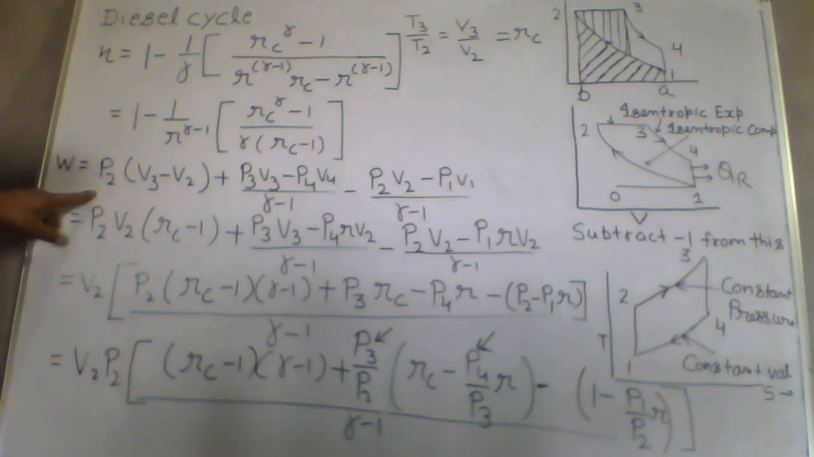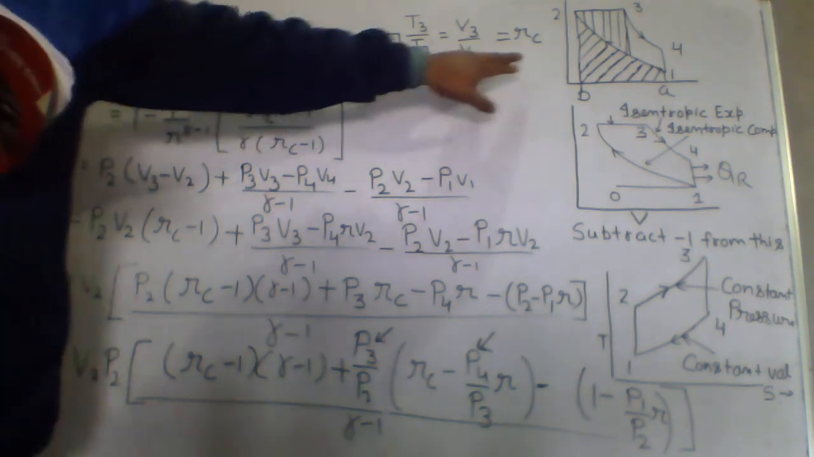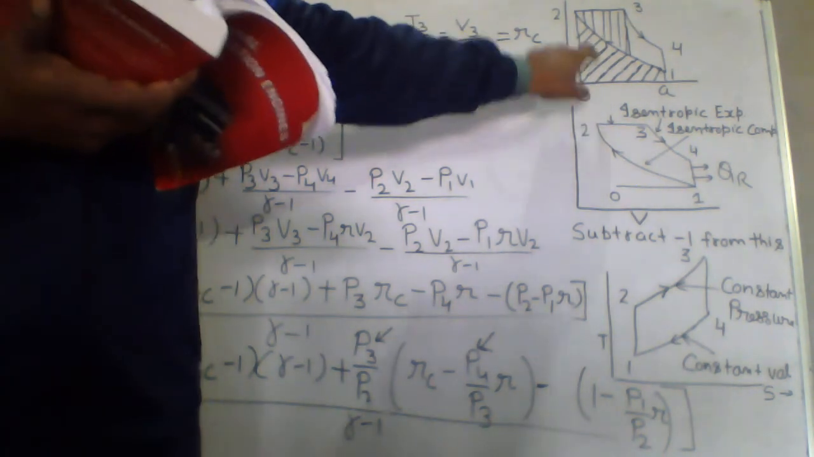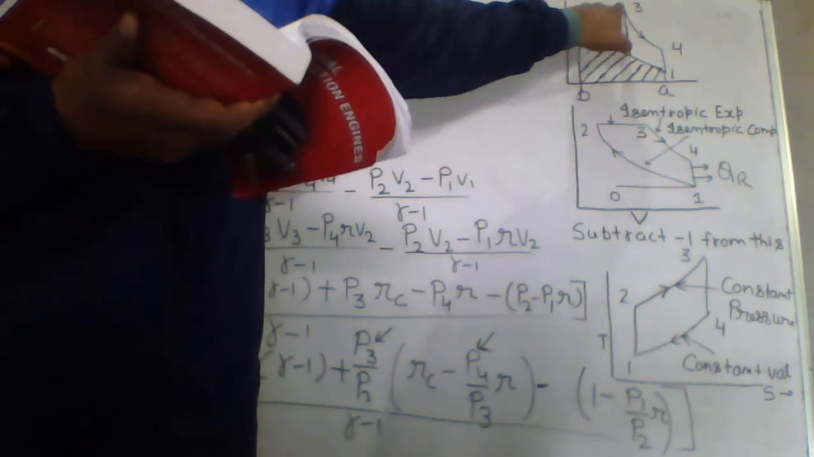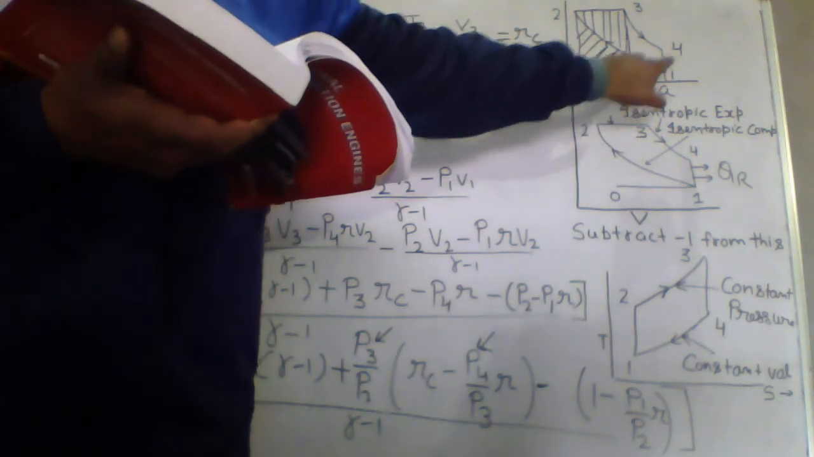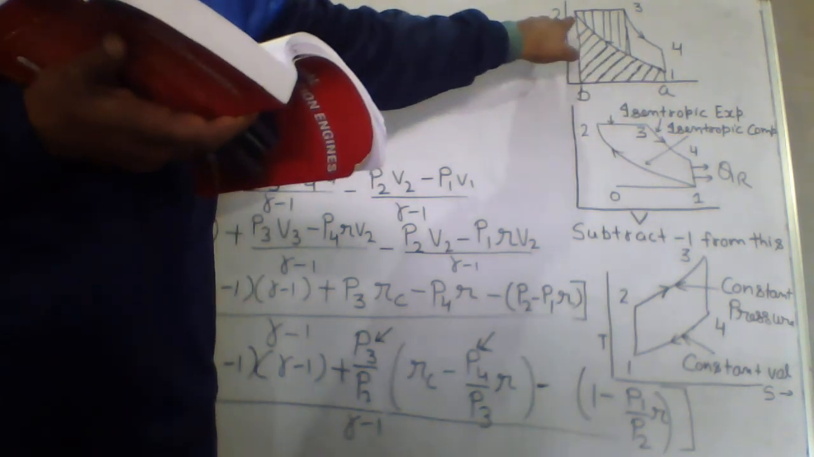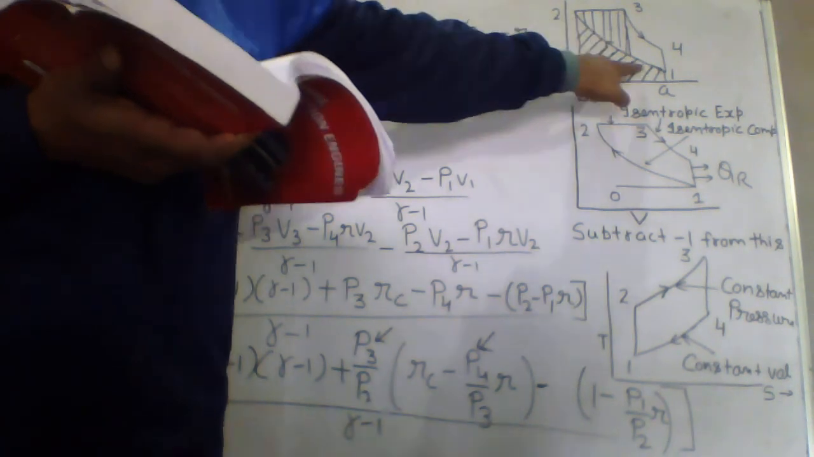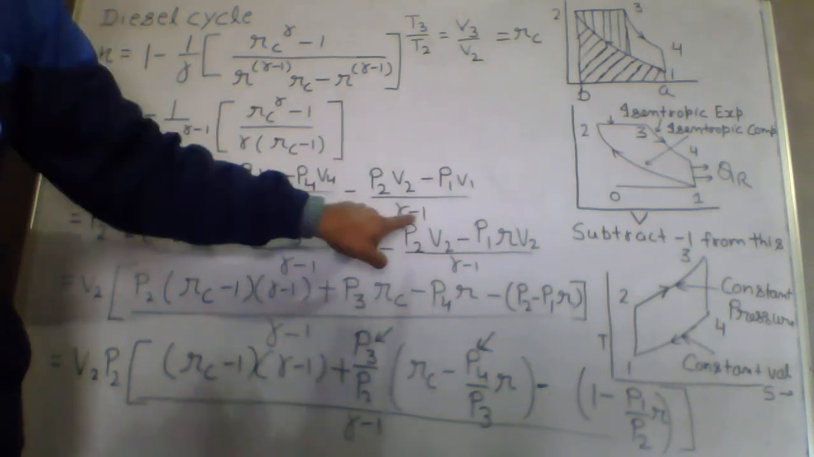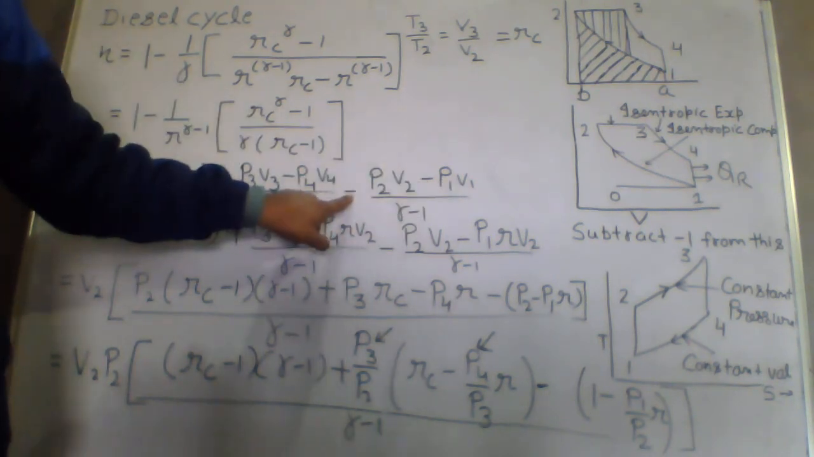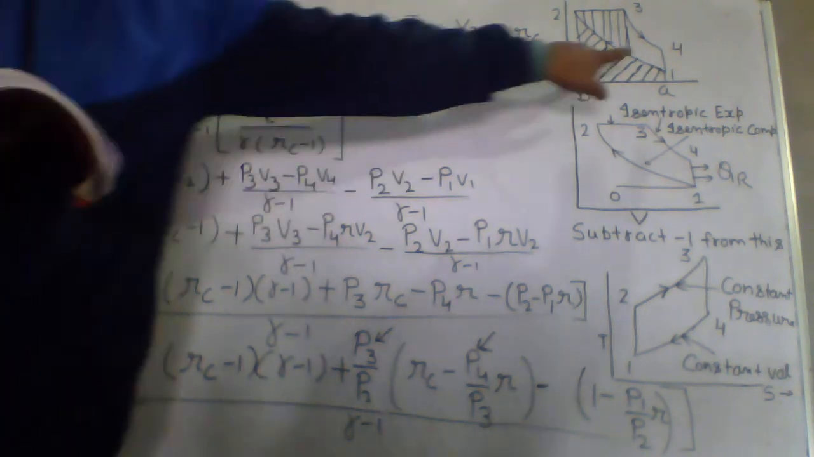Now we will come to the work output of this cycle. As in the previous cycle, we will take the PV diagram and take the area under this curve: from 1 to 2, area under 2 to 3, and area under 3 to 4. 1 to 2 is compression work. So the work from 1 to 2 is P2 V2 minus P1 V1 by gamma minus 1. It is negative because the piston is doing work on the fluid. We have to supply energy during the compression stroke from 1 to 2.